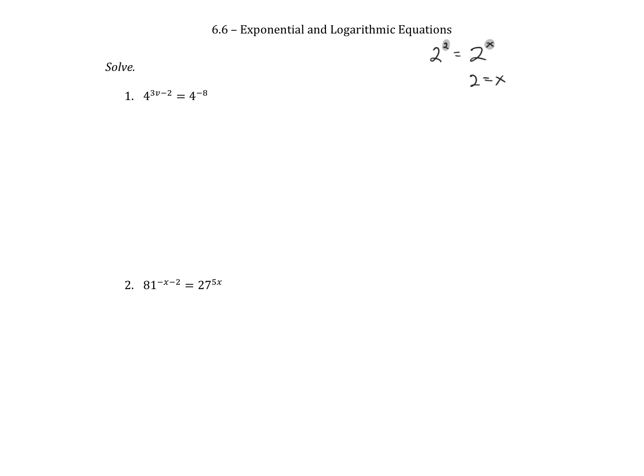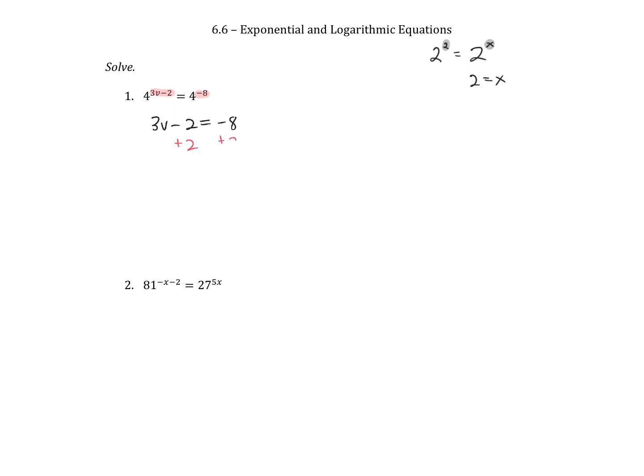So if we look at number 1, we could hopefully agree that the base is the same on both sides. We have one base on the left and one base on the right. They're both 4. So since those are the same, we can simply write an equation with the exponents set equal to one another and solve that. So that means 3v minus 2 must equal negative 8. And now that's much simpler to solve. That's just a linear equation.